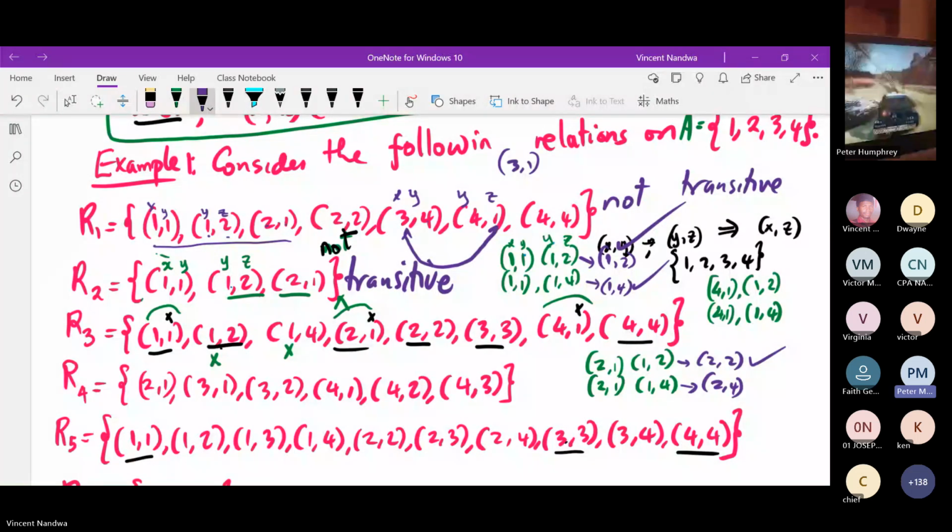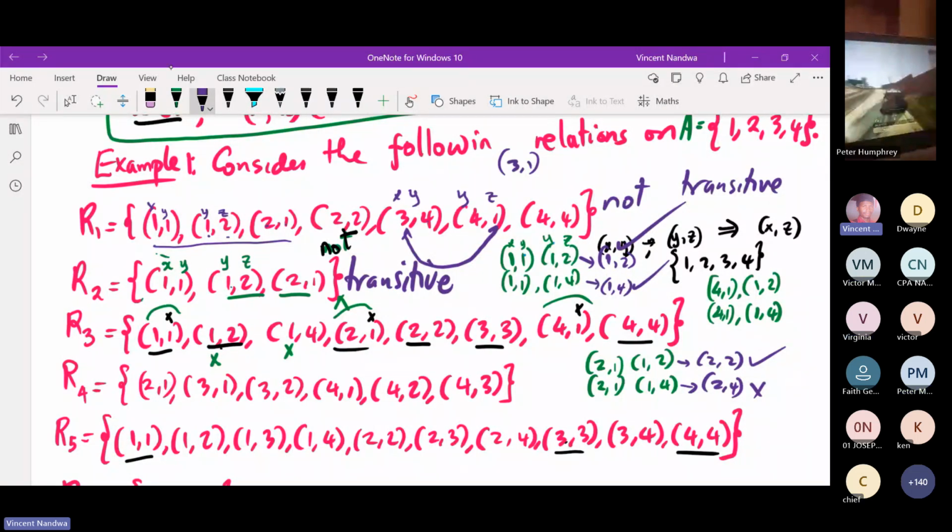R3 is not, because remember 1, 2 can be related to 1, 4. And so we expect to have an element 2, 4 in the same R3. So 2, 4 is not here. Therefore, this not being there is enough to tell us that R3 is not transitive.